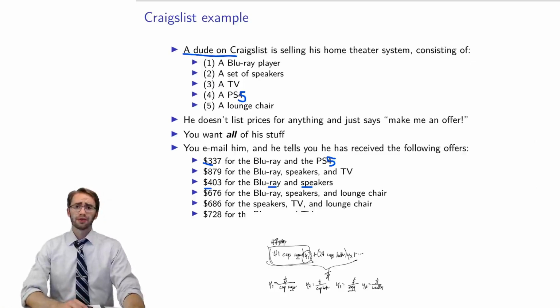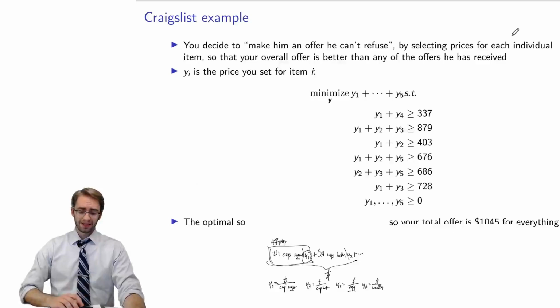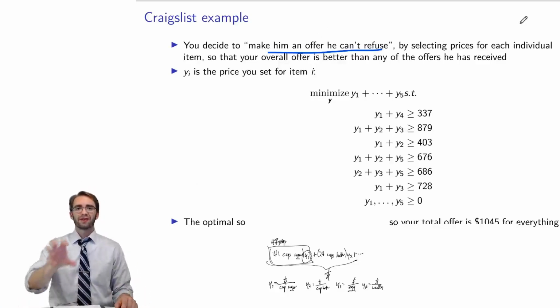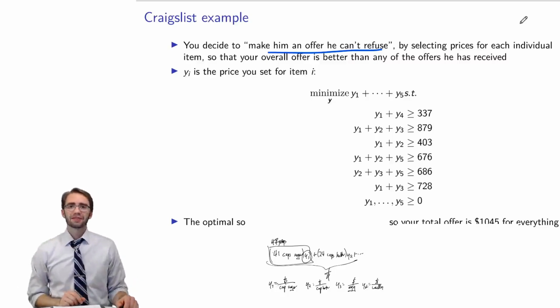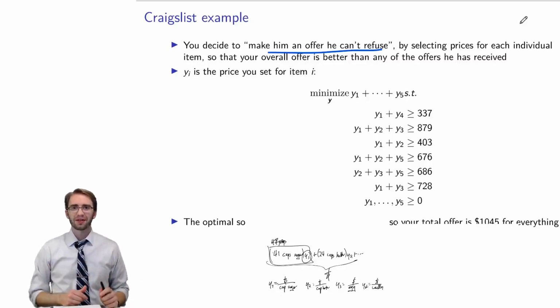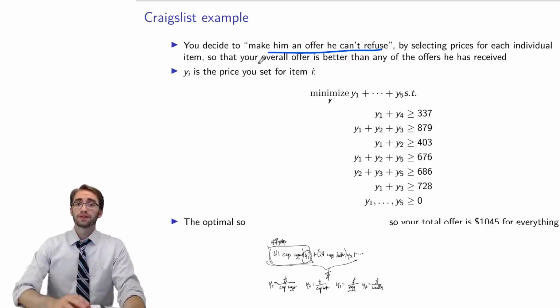And your goal is to say, well, okay, I want to make an offer that is at least as good as any of these for all of his things. So we want to make him an offer he can't refuse, meaning we want to come up with prices for each of these individual items. So we'd like to say, here's how much I'm going to pay for each of the items that you're selling, and therefore the eventual offer is the total of all of that. And I want to make it so good that he can't turn it down, because it has to be at least as good as the offers that he's getting for each of those bundles.